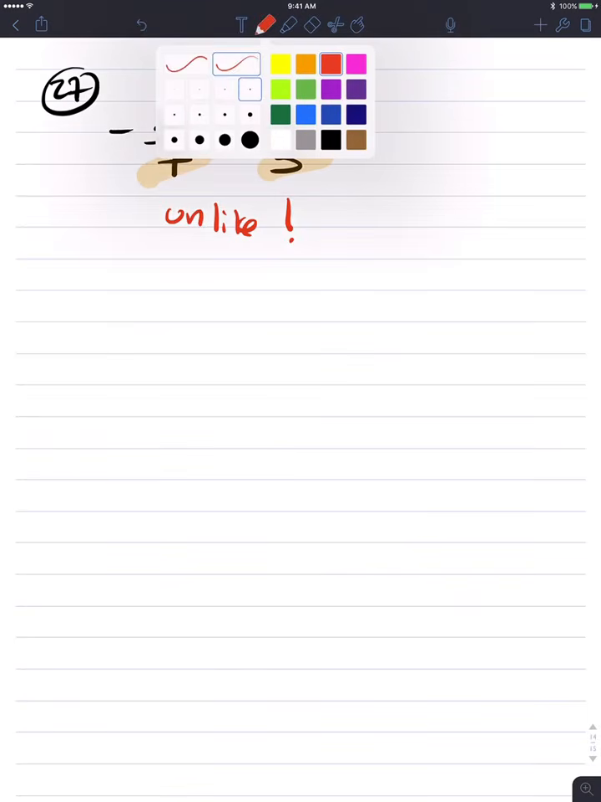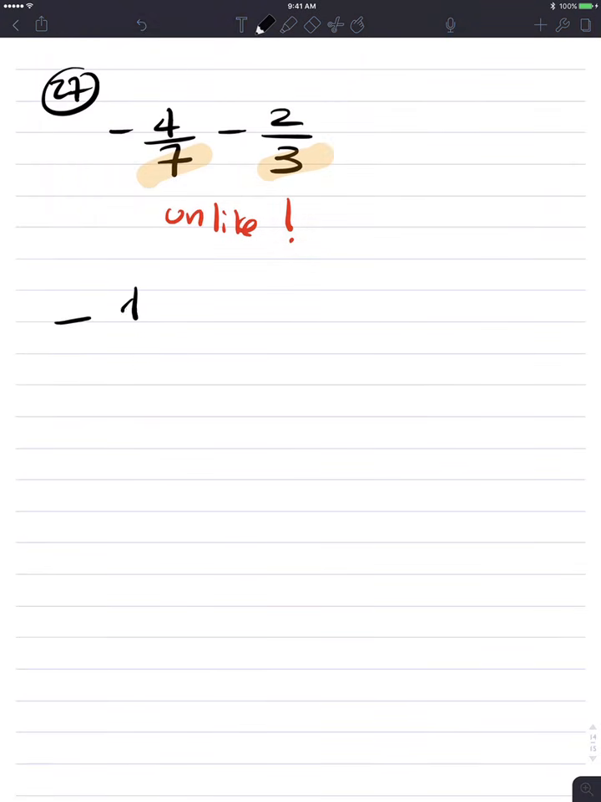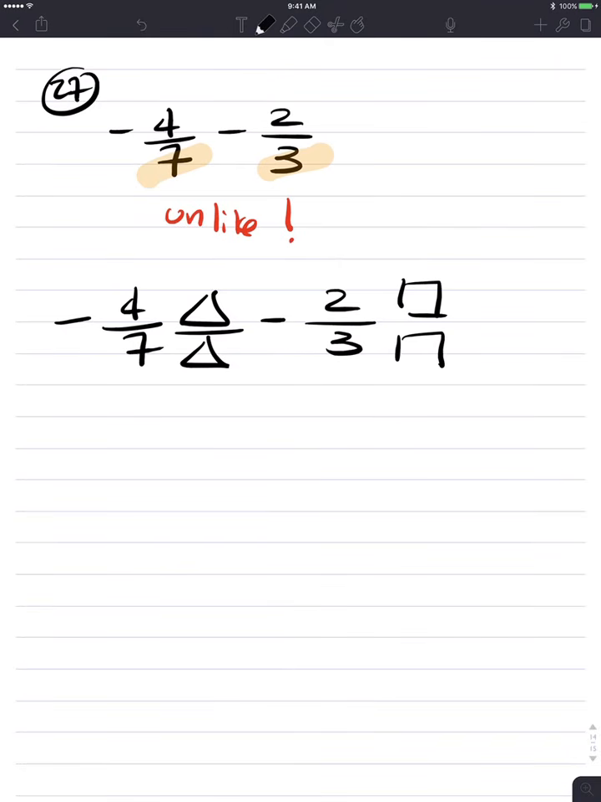27. Negative 4/7 minus 2/3. These fractions are unlike. They have different denominators. We're going to need the LCM of 7 and 3. And the LCM of 7 and 3 is 21. So we're going to have to write our setup here. LCM being 21.